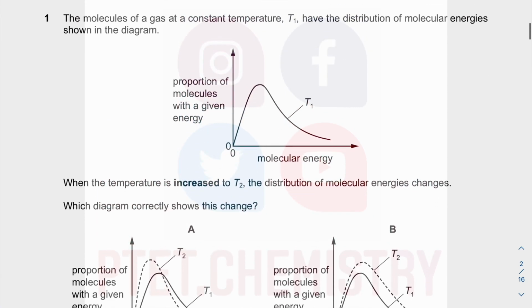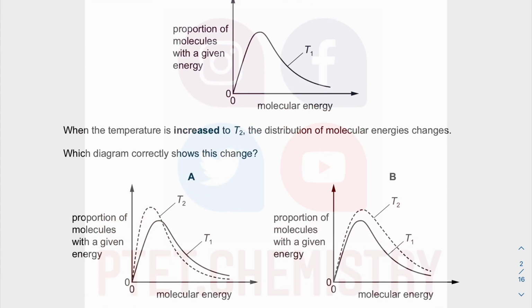So in this first question, we have a Maxwell-Boltzmann distribution diagram. As you have known, energy on the x-axis and the number of molecules or the proportion of molecules with energy E. This is at a particular temperature T1. When you increase temperature to T2, they've shown you something dotted. So the dotted line refers to an increase in temperature.